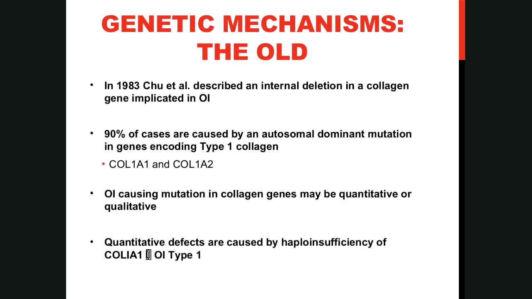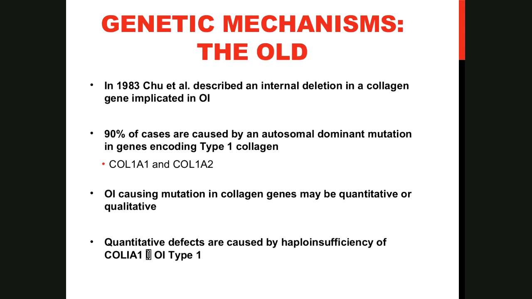So in 1983, Chu et al. described an internal deletion in a collagen gene implicated in osteogenesis imperfecta. 90% of cases of OI are caused by an autosomal dominant mutation in genes encoding type 1 collagen, and specifically the COL1A1 and COL1A2 genes, which encode for the chains that are involved in forming the triple helix of a collagen molecule.